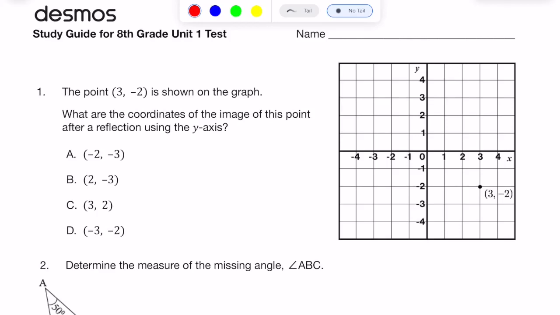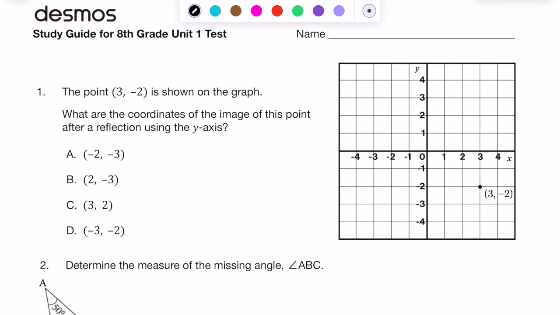Welcome everyone to the study guide review video for the 8th grade Unit 1 test. In this video I'm going to go through a question that's similar to every single question on the test and explain how to do it. So if you understand every question on this video, you can do it independently, then I'm sure you'll get every question right on the test.